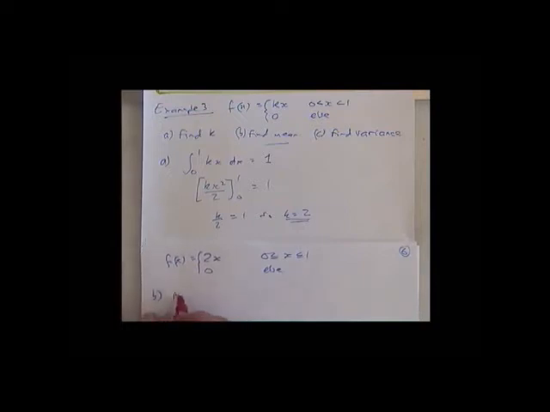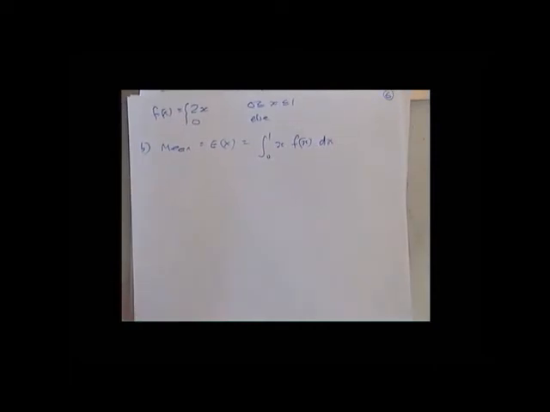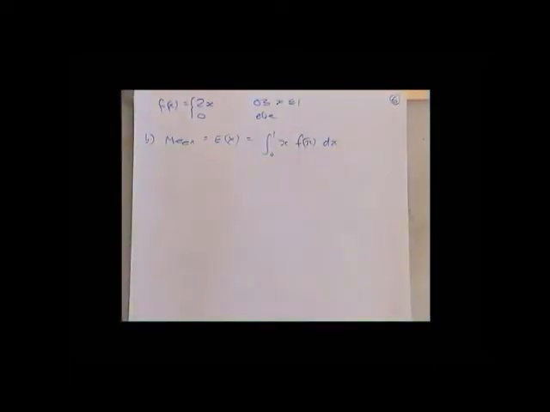Part B, finding the mean, or you may want to use the notation, the expected value of x. The formula we're using is we're going to integrate x times our function, integrate between our limits. So, I'll leave you to do that. I'm not going to talk through it. Again, I'm going to freeze the screen in the classroom, but not on the video.